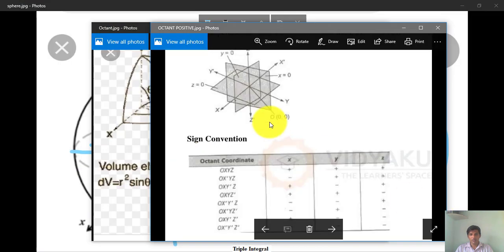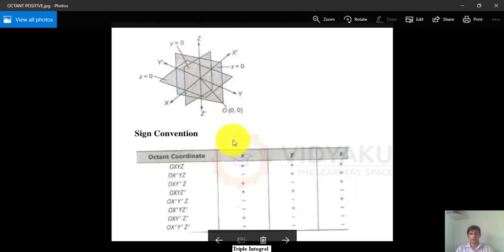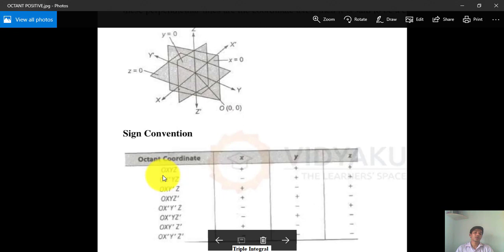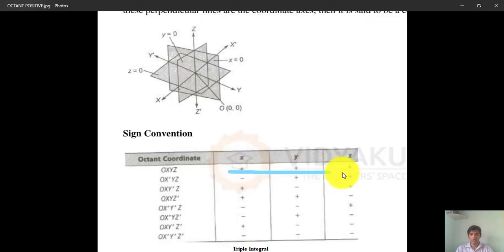Yeah, see here, in your schooling you have studied 3-dimensional geometry. So in x, y, z, how many octants do you have? 8 octants, right? So here you have plus, plus and plus. Fine.